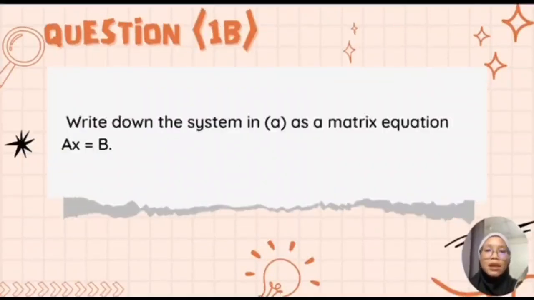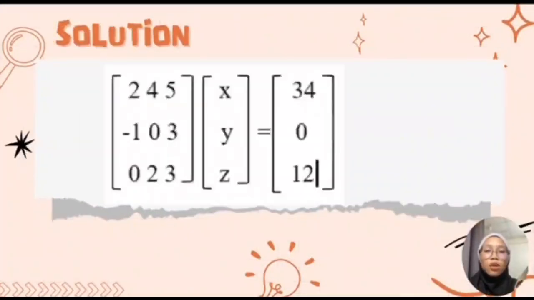Question 1b. Write down the system as a matrix equation AX equals B. For the first bracket, we put 2, 4, 5, -1, 0, 3, and 0, 2, 3. The second bracket is X, Y, and Z, and it equals the third bracket, that is B: 34, 0, and 12.